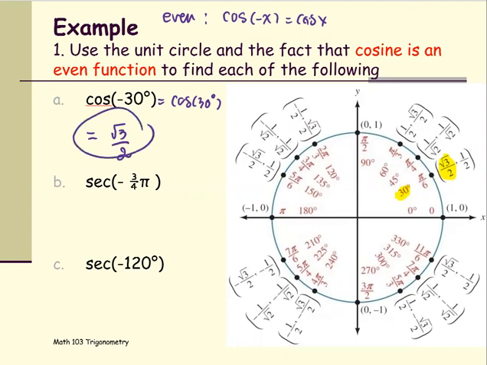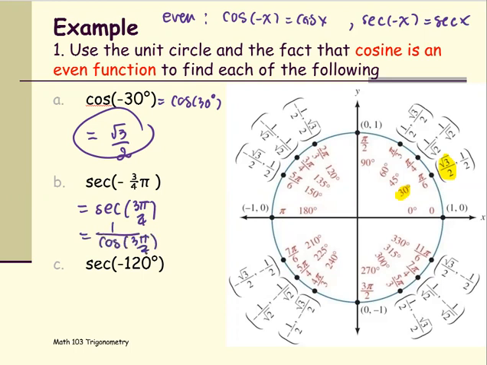For the secant of negative 3 pi over 4, secant is another even function because it's the reciprocal of the cosine. So secant of negative x is the same as secant x. So we can write this as the same as secant of 3 pi over 4. And since the secant is the reciprocal of the cosine, we're going to use this relationship and pick the number from the unit circle to answer it.